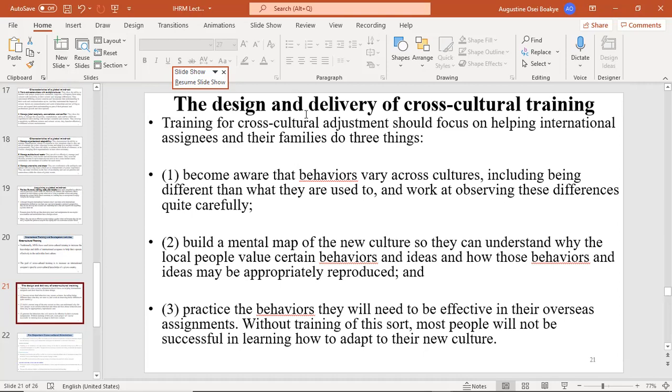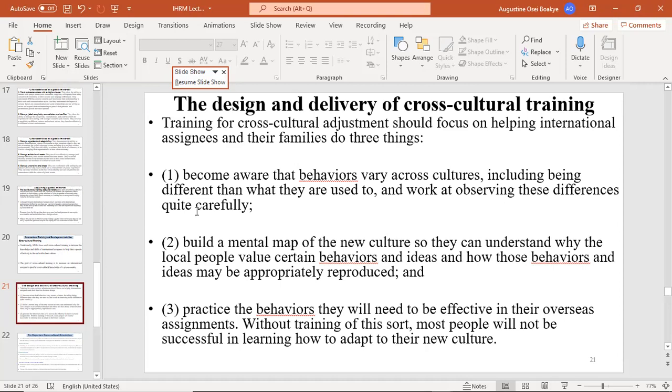these perspectives. The second objective is also to help these international assignees and their family build a mental map of the new culture so that they can understand why local people value certain behaviors and ideas and how those behaviors and ideas may be appropriately reproduced. So basically, it helps you to create in your mind's eye why certain behaviors are held in high esteem in other contexts.